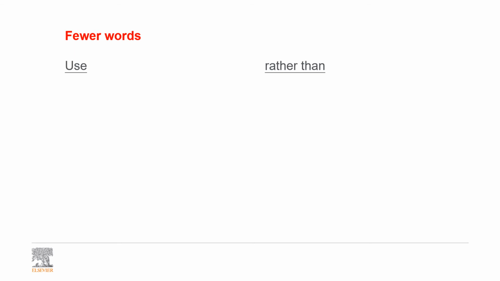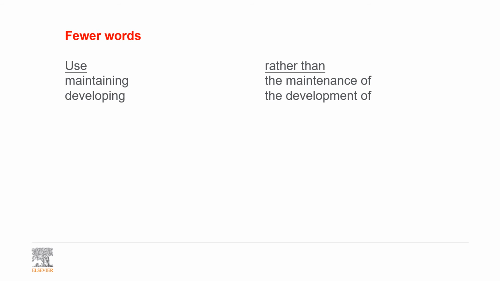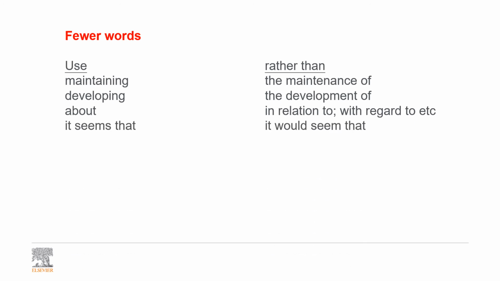And likewise, towards the end of using fewer words, I'll run through some of the examples. These are ones that I tend to edit out. Rather than the maintenance of, I tend to use maintaining. Similarly, the development of, developing. In relation to, with regard to, lots of these phrases that people use. About often replaces that. It would seem that, apart from being ambiguous, uses too many words. Just say it seems that.